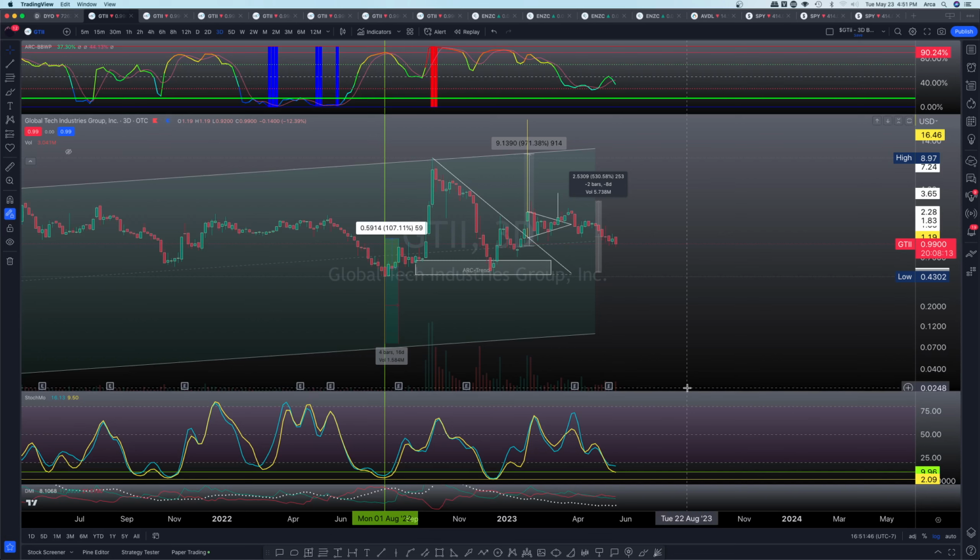The 3-day chart for GTII could be giving us some very interesting clues. Let's go ahead and go over them now.